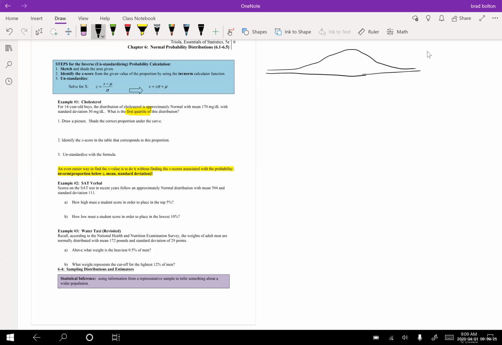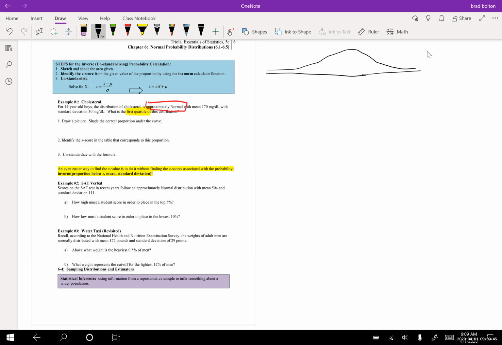And again, another key fact is they told us that it's approximately normal, right? So we're pretty happy that they told us approximately normal, because that means that we now can use our normal CDF function, or we can use the charts in the book or whatever. So it says, what is the first quartile?